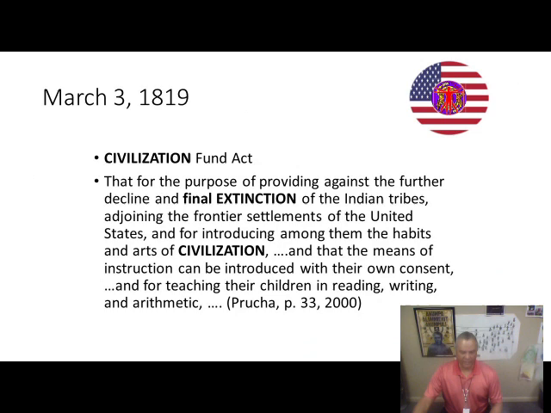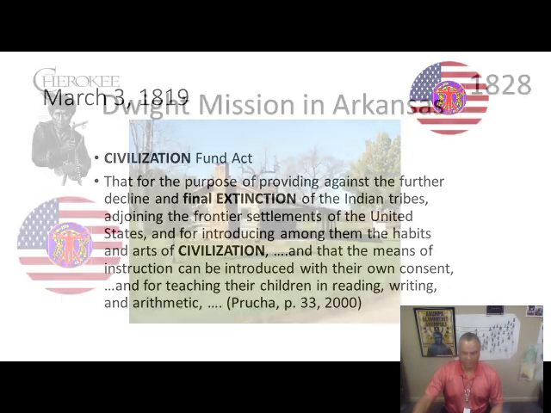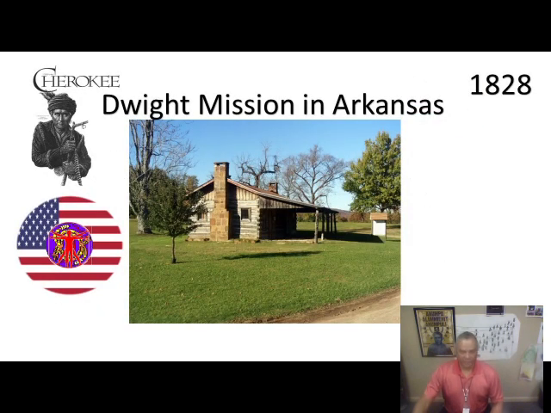So by 1819, with the foundation of the Civilization Act, it says the purpose of providing against the further decline and final extinction of the Indian tribes. There's a really dark motivation in the Civilization Act that if tribes did not convert, become American citizens, we were facing extinction as a people. And that's the dark side of history. But by 1828, the Cherokee established a white mission west of the Mississippi, what is now in Arkansas.